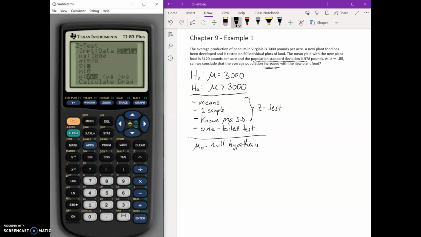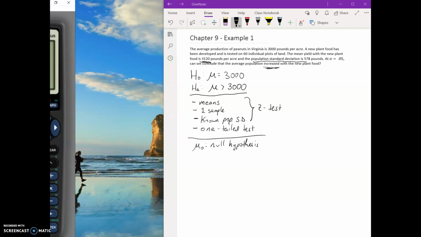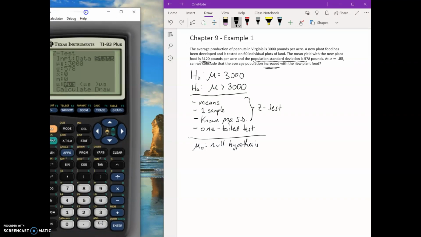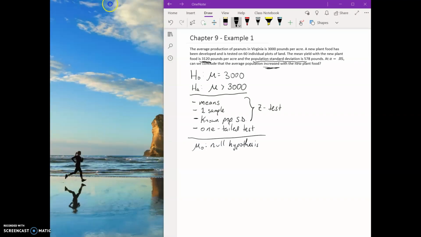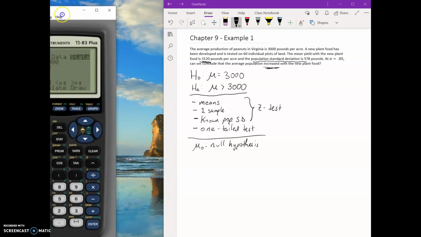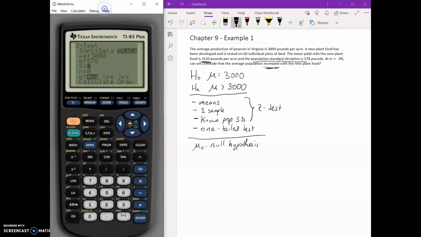Our x bar should also be familiar, this is our sample mean. And so our sample mean, if we look back at the question, was 3,120. So we have 3,120, and then the n is our sample size, and so it was tested on 60 plots of land.